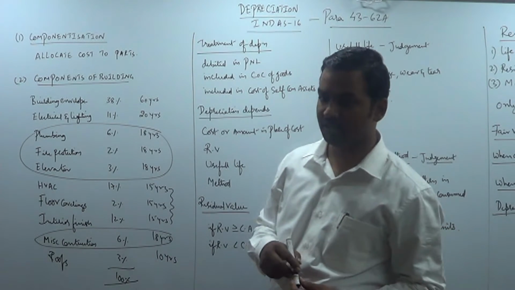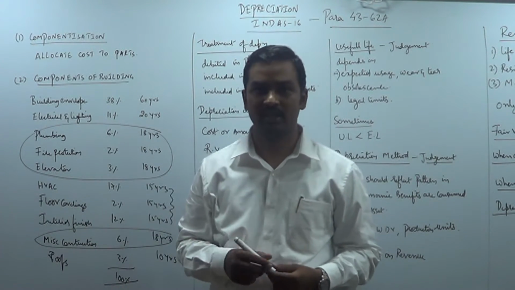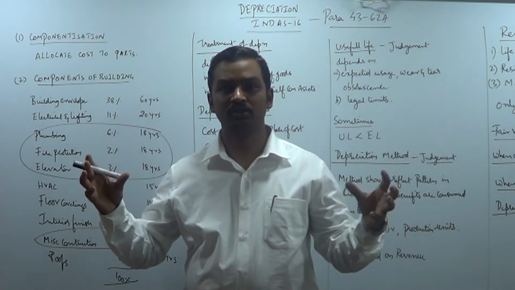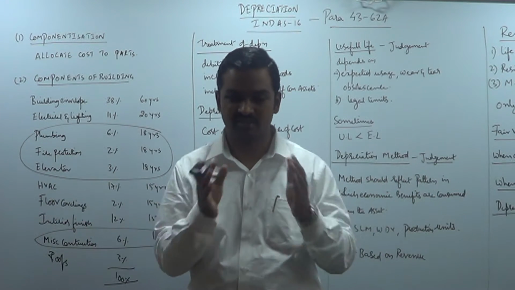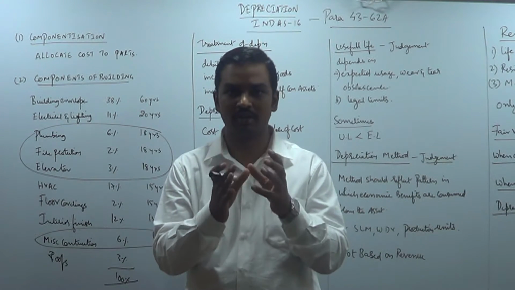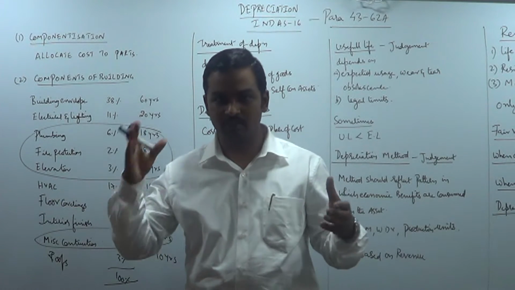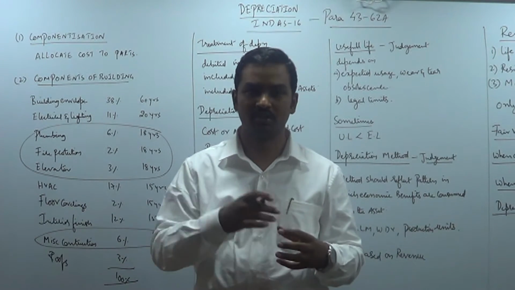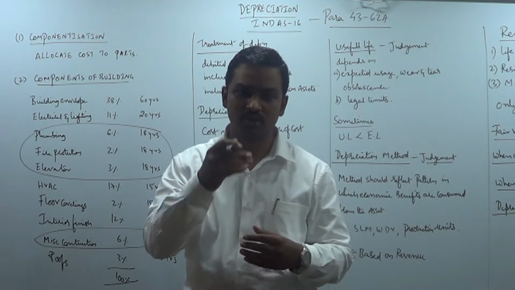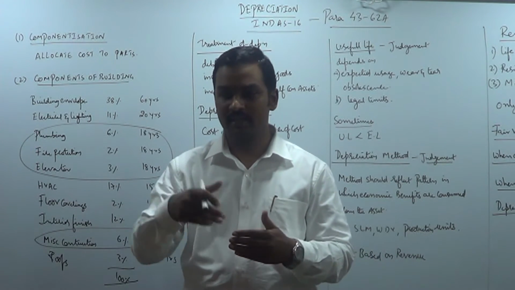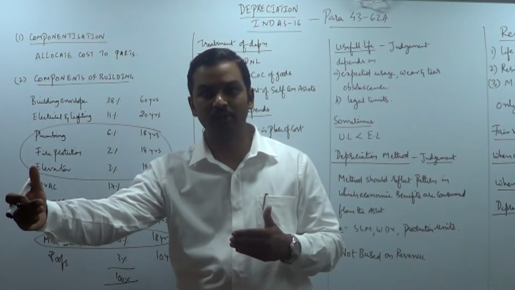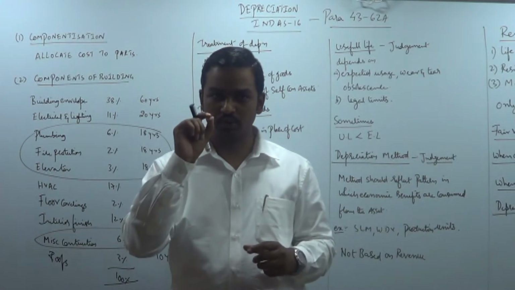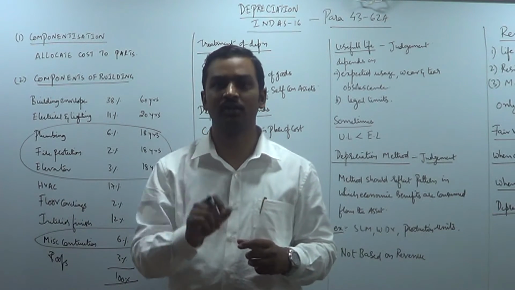First of all, what is depreciation? We have discussed in our earlier lectures that depreciation is the systematic allocation of the depreciable amount of the asset over its useful life. So it's systematic, according to a system, according to a method, we are going to allocate. That means we are going to share the depreciable amount of the asset over the useful life of the asset. What is depreciable amount? It is cost or amount in place of cost, subtract estimated residual value, and you will get the depreciable amount. That amount has to be distributed over the useful life using a systematic method. That is called depreciation.